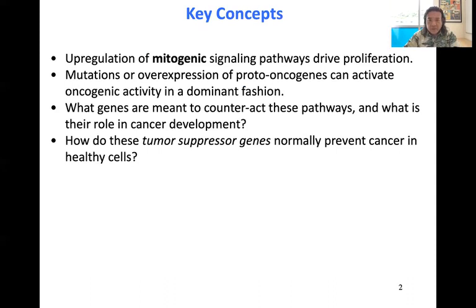Just as a quick review, we said that upregulation of mitogenic signaling pathways is what drives proliferation of the cell. These mitogenic signals might be coming from the outside in the form of different types of signals like epidermal growth factors or other signals that the cell interprets as messages to survive, to start moving through the cell cycle and start proliferating. Right? We learned that mutations or overexpression of certain proto-oncogenes can activate oncogenic activity in a dominant fashion.